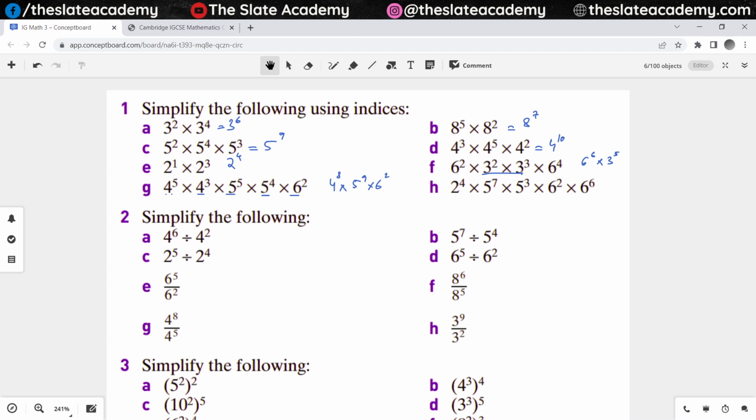This is for part G. And for part H, it would be 2 to the power 4. Is there any other 2? No. So it stays 2 to the power 4 multiplied by 5 to the power 7 and 5 to the power 3. So it will become 5 to the power 10 multiplied by 6 to the power 2 plus 6, which is 8. And now you can put these values in your calculator and get even the answer further in decimal form. But for now, we are leaving it like this.